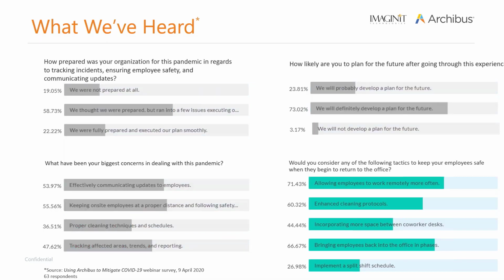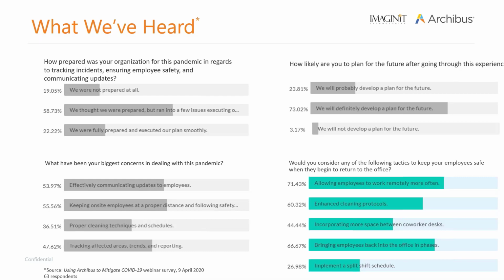But more importantly, and this is what I want to concentrate on today, would you consider any of the following tactics to keep your employees safe? And you can see here that allowing employees to work remotely is a very big possibility that people are thinking about all the time. Enhancing protocol, clearly, 60% of the respondents said absolutely. Incorporate more space between co-workers. Almost half of the respondents said sure. That seems like a common thing to do, about 44%.